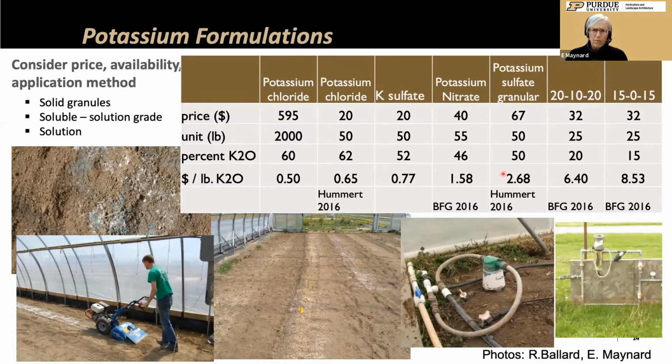This potassium sulfate granular is one that was solution grade, so it's a little higher expense. These two products here are just your typical greenhouse fertilizers that I know some people are using in fertigation systems. You're paying quite a bit more there per pound of potassium than you are if you had some of these others. So just something to be aware of. You can do these calculations for the fertilizers that you are interested in also.